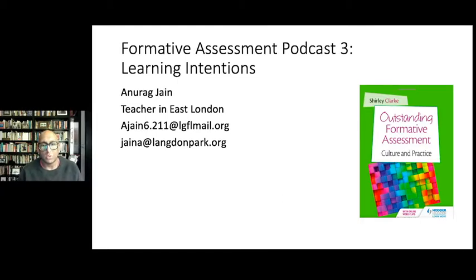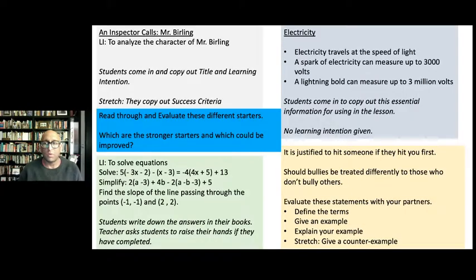Okay, so to start, let's start with 4 starters, not 1. You might want to pause here. I want you to read through these and evaluate these different starters, and which are the stronger starters, and which could be improved and how. So if I was doing this in a classroom, we'd spend some time on it, but as I'm the only one speaking here, I'm going to just walk you through it.